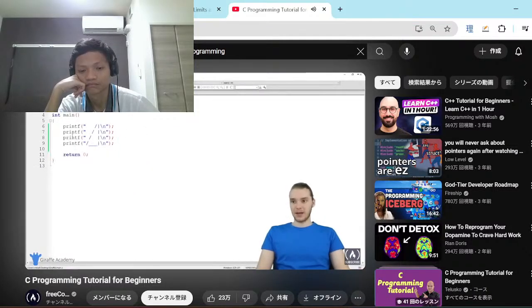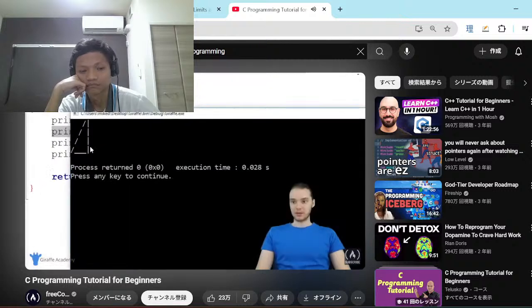So if I save my program and execute it, the computer is going to go through and execute each one of these instructions in order, and we'll be able to print out the shape onto the screen. So let's do that. You'll see over here we get our shape.